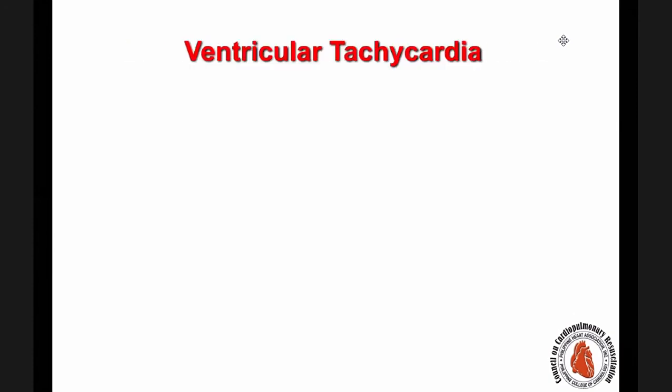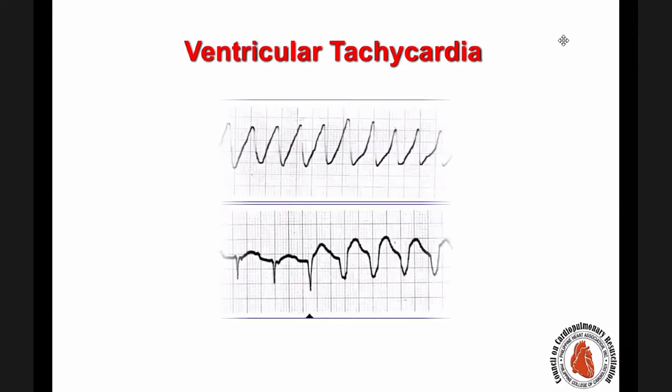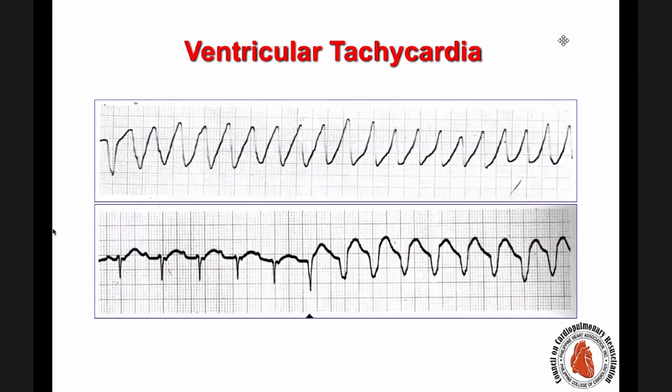So we will now go to ventricular tachycardia. This is on the right side of the algorithm. Ito yung wide complex tachycardia. So ganyan yung itsura niya. So here, sinus tachycardia siya, parang meron siyang first degree AV block. No? And then biglang nag-ventricular tachycardia siya. Okay?